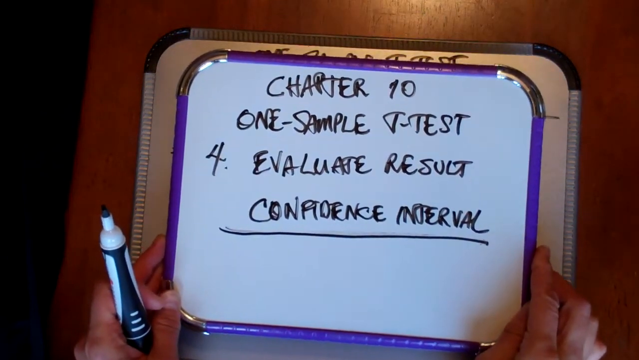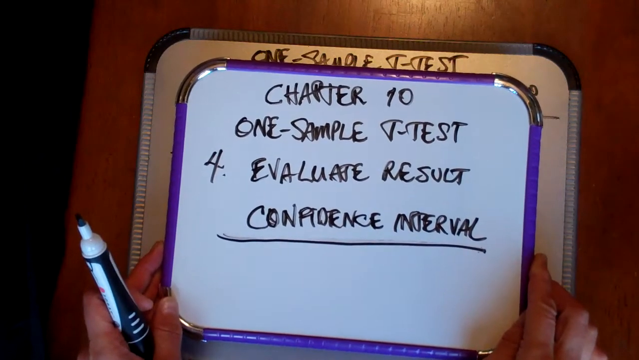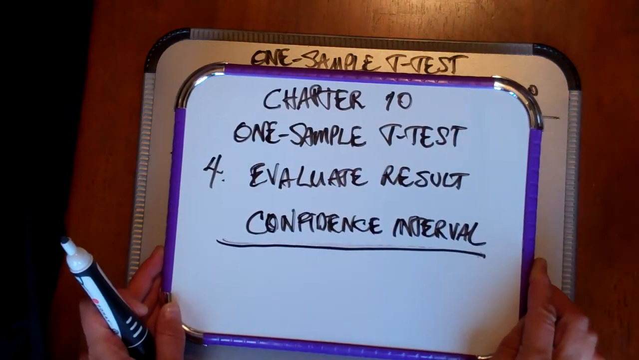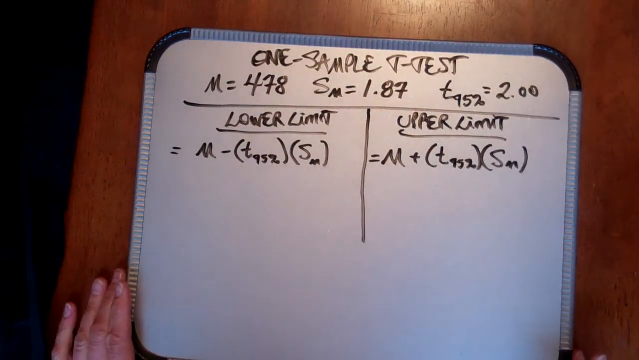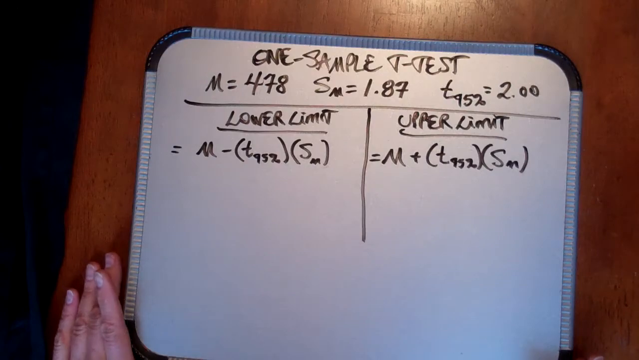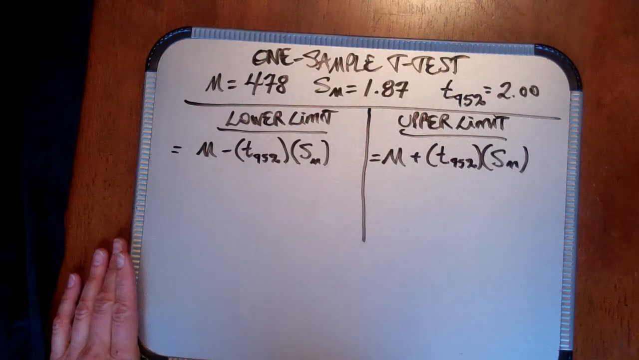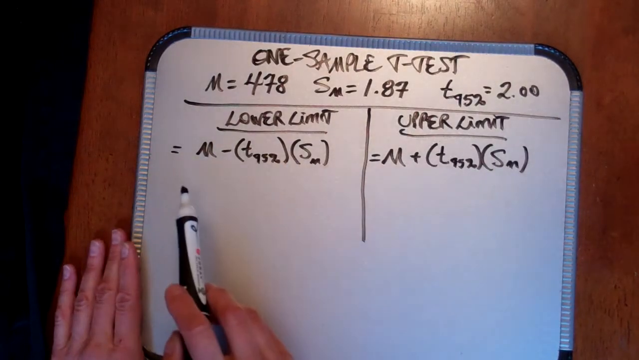You're now at the last calculation you need to do to evaluate your statistically significant result, and this is calculating the confidence interval for the one-sample t-test. This is very similar to calculating the confidence interval for the one-sample z-test with some obvious modifications.